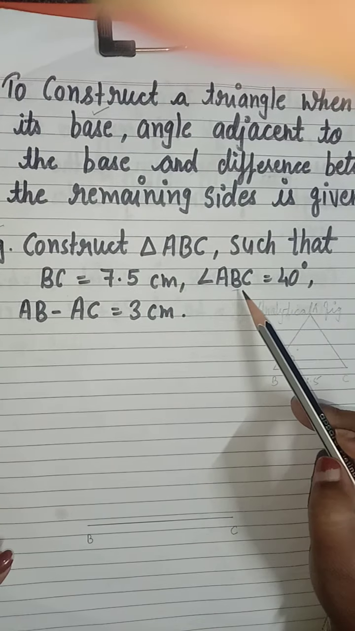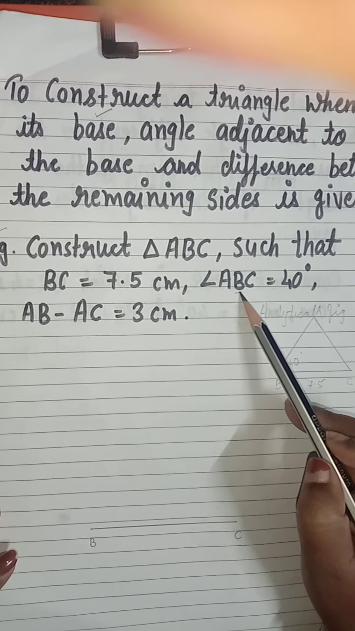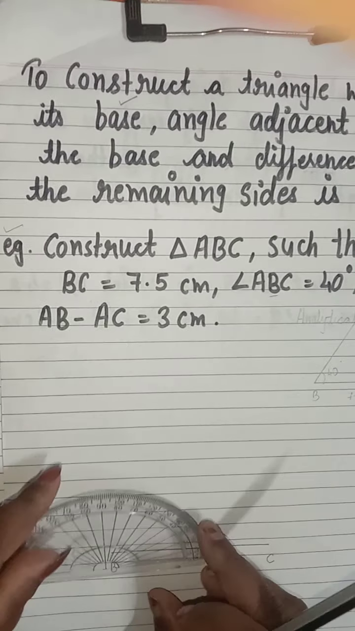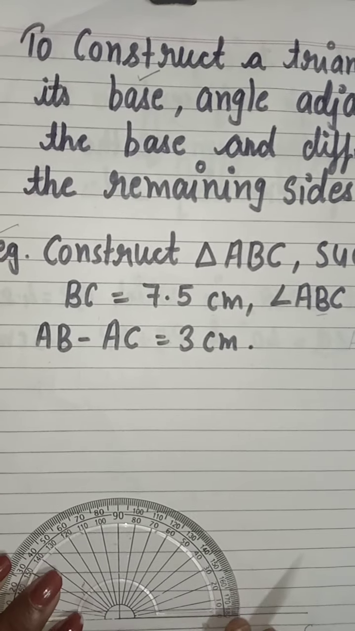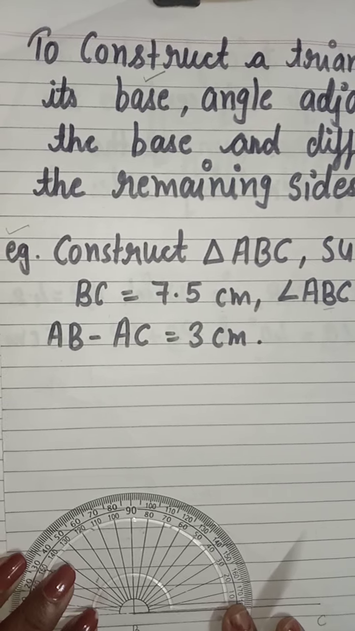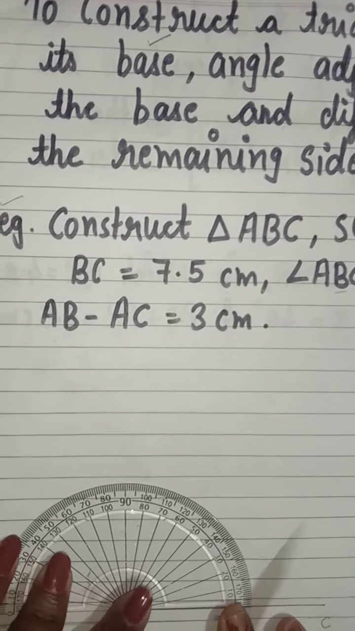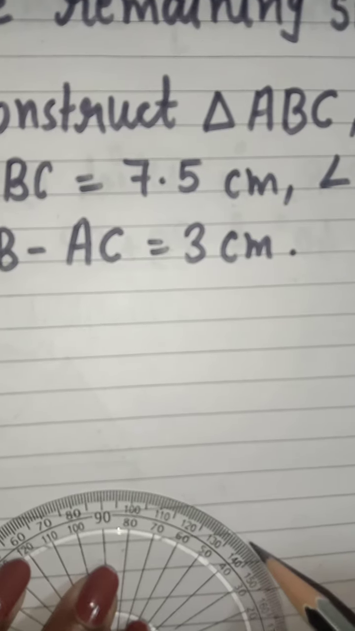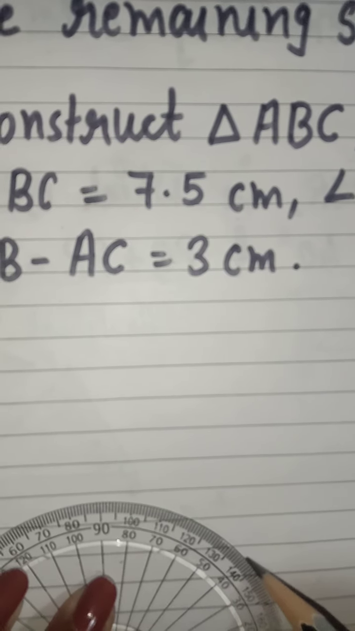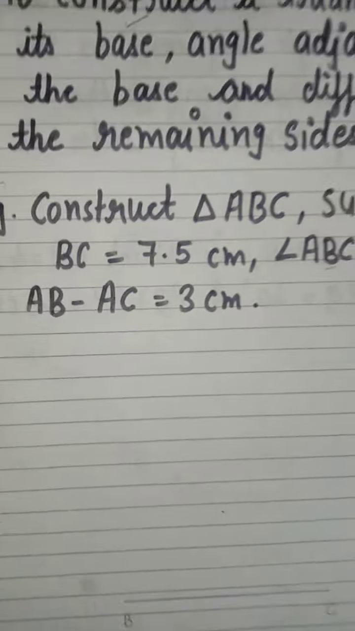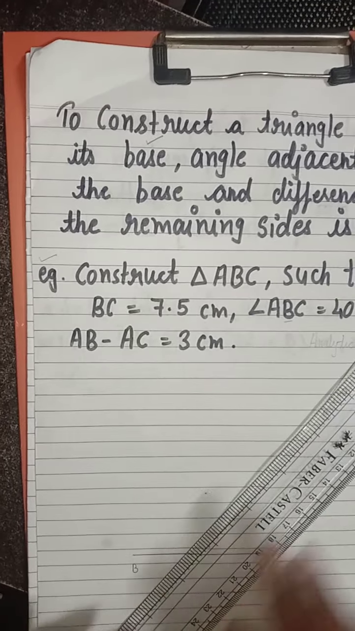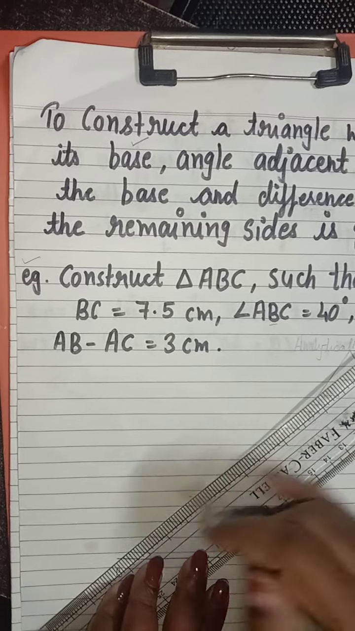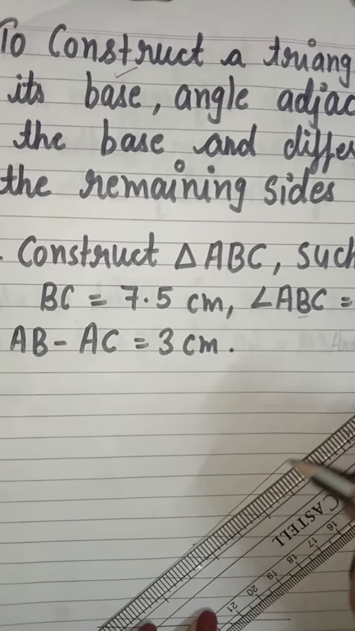Now the next step is, angle B we will have to take as 40 degrees. This you are going to take with the help of a protractor, because we are learning the construction, so use all geometrical apparatus. So B is 40 degrees, and you can see that 40 is an acute angle. So I will mark 40 here. Now I will join this and extend the ray.